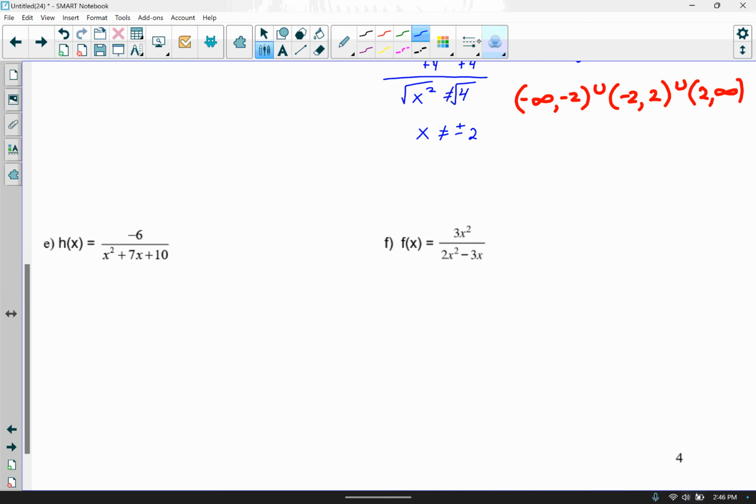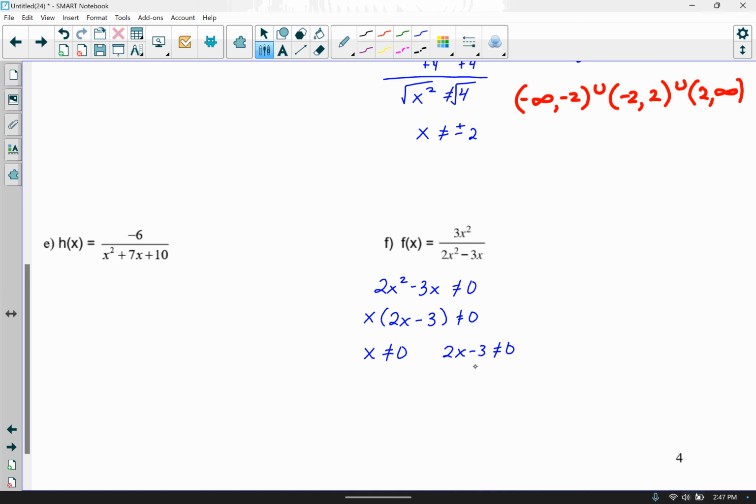I am going to set that denominator not equal to 0. So 2x squared minus 3x cannot equal 0, and solve for x. This is going to require me to factor because those two terms have something in common. Have an x in common. Write what I have left over. So 2x minus 3. Set both of those equal to 0. So x cannot equal 0, and 2x minus 3 cannot equal 0.